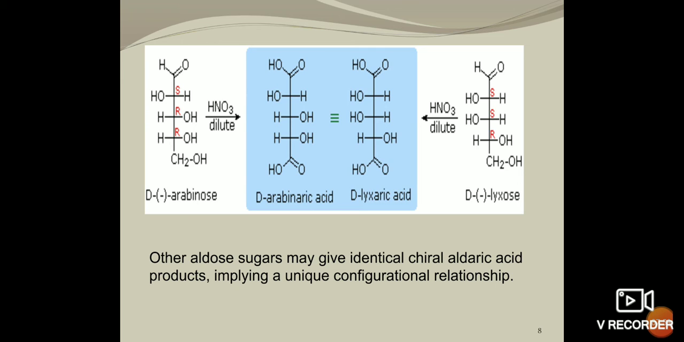And here we have D-arabinose. On oxidation, it forms D-arabinonic acid or D-lyxaric acid, and this acid, lyxaric acid, is also formed by oxidation of D-lyxose. So other aldose sugars may give identical chiral aldaric acid products, implying a unique configurational relationship.